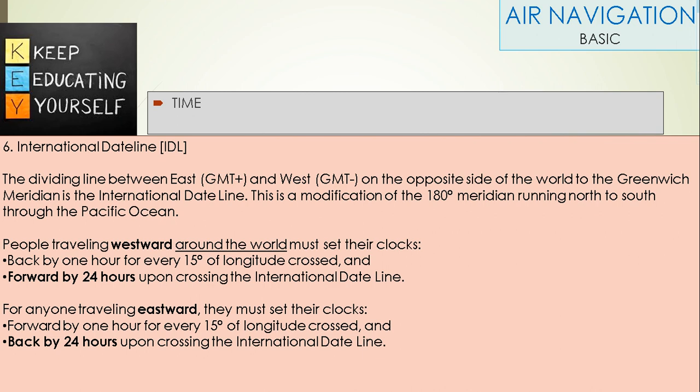around the world must set their clocks back by 1 hour for every 15 degrees of longitude crossed, as 15 degrees equals 1 hour. They are traveling west, so they have to subtract 1 hour, and go forward by 24 hours upon crossing the international date line, so they have to change the date. For anyone traveling eastward, they must set their clocks forward by 1 hour for every 15 degrees of longitude crossed and back by 24 hours upon crossing the international date line.